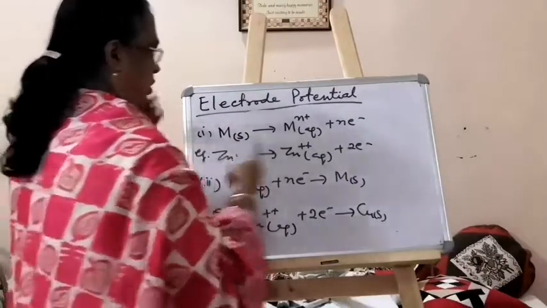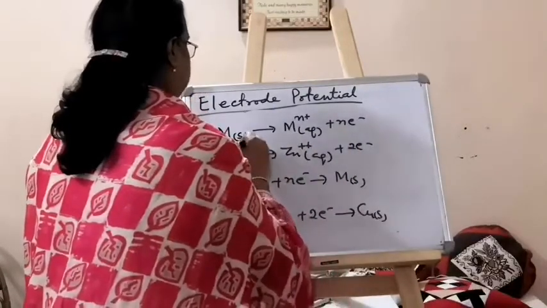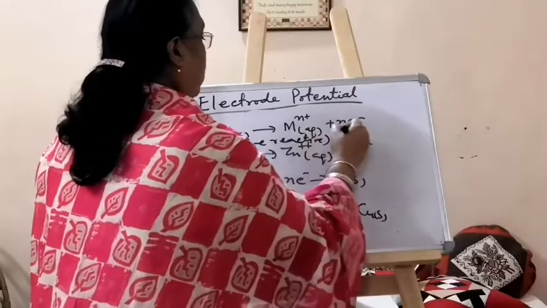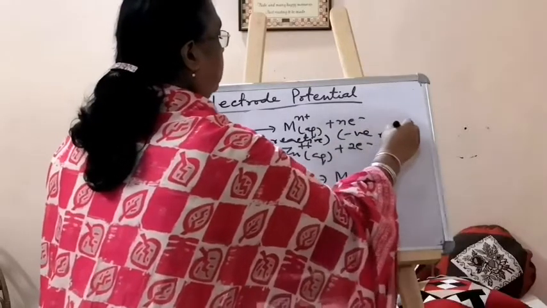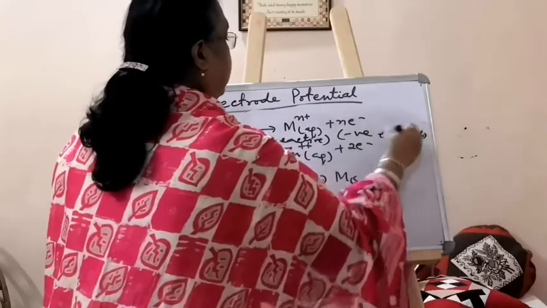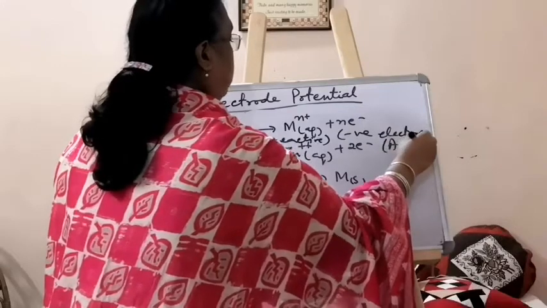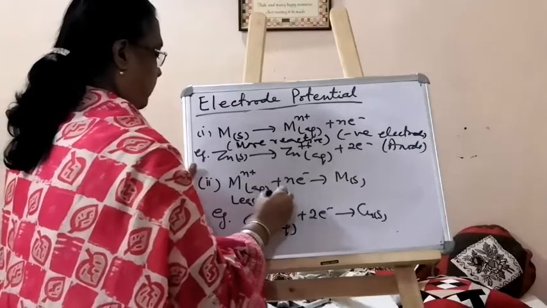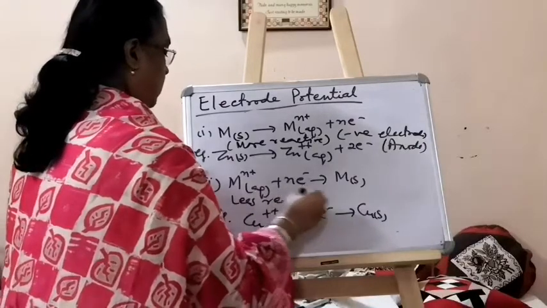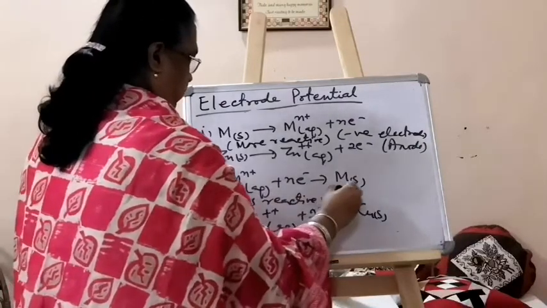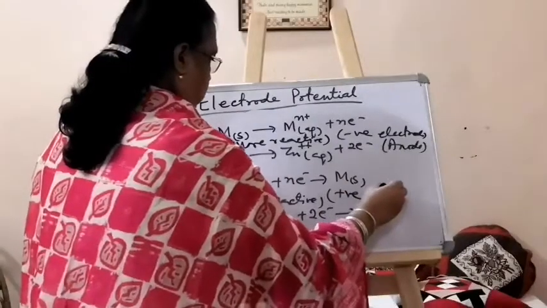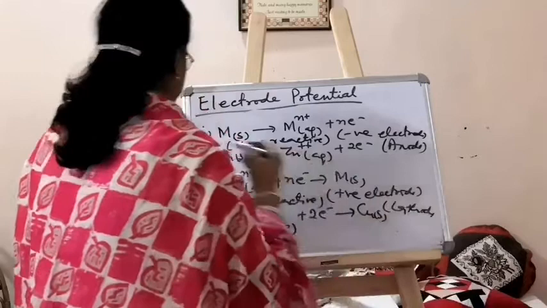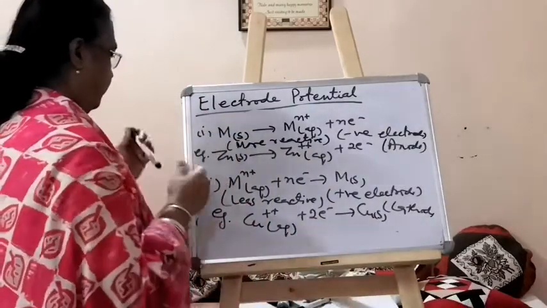So this is your more reactive metal, which is always forming the negative electrode, and that negative electrode is called the anode. In this case, it is always your less reactive metal forming the positive electrode, and that is your cathode. These are the points you have to remember.